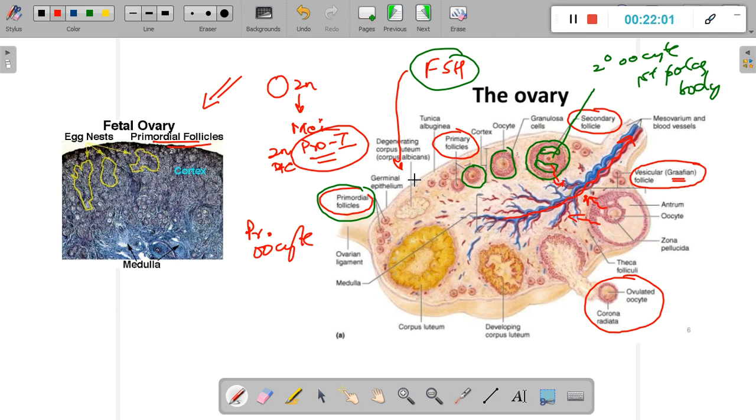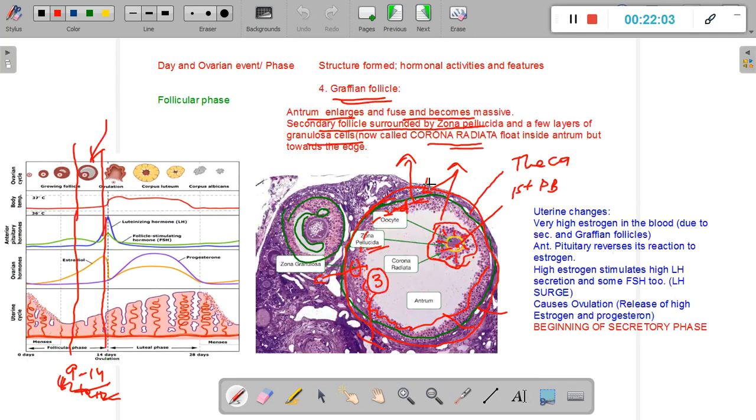And so now in the Graafian follicle stage, there is a very high estrogen content in the blood due to the secondary and Graafian follicles, due to these follicles and due to these follicles. Because of this high estrogen content, what is the function of estrogen? Always remember, estrogen and progesterone both will make the endometrium lining. So now the proliferative phase speeds up. There is a massive proliferation of endometrial lining. It thickens heavily.